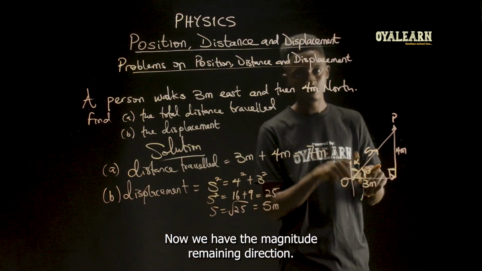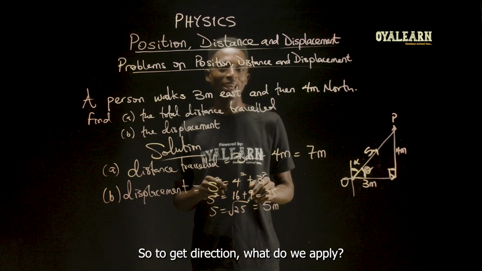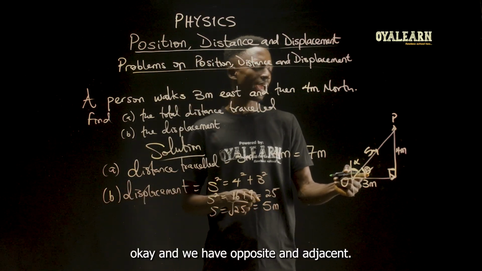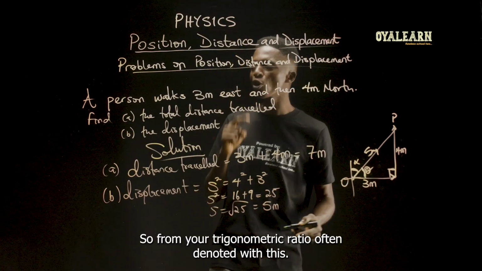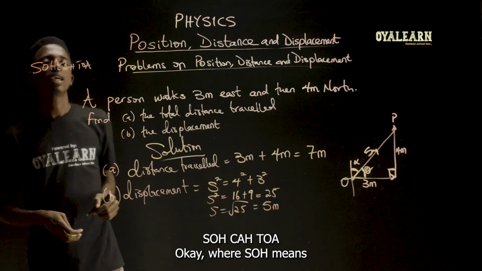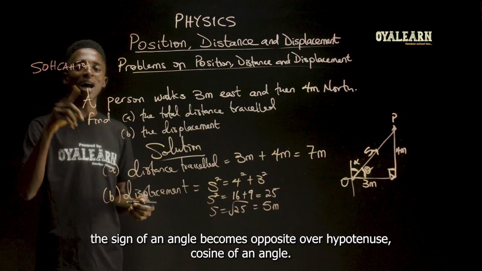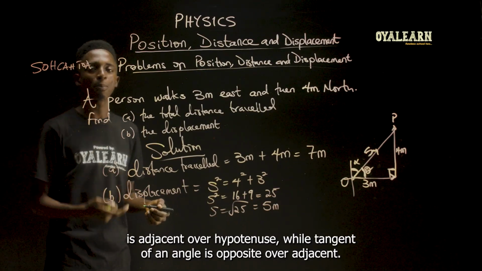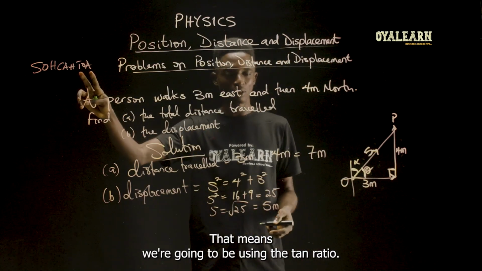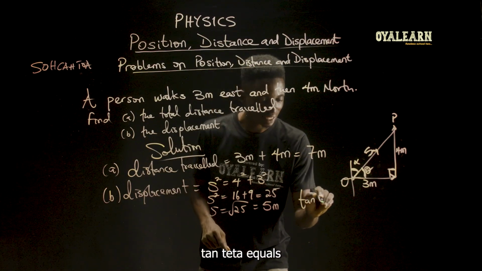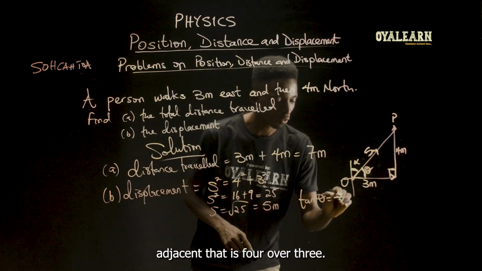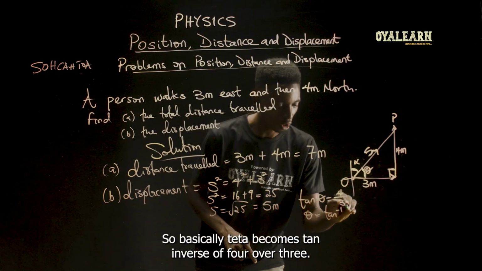Now we have the magnitude, remaining direction. So to get the direction, what do we apply? Remember your trig ratios, okay? From your trigonometric ratio, we need to find theta. Okay, and we have opposite and adjacent. So from your trigonometric ratio, often denoted with this SOH CAH TOA, okay, where SOH means sine of an angle becomes opposite over hypotenuse, cosine of an angle is adjacent over hypotenuse, while tangent of an angle is opposite over adjacent. So we are using opposite and adjacent. That means we're going to be using the tan ratio. So to do that, we say tan theta equals opposite over adjacent. That is 4/3. So basically, theta becomes tan inverse of 4/3.